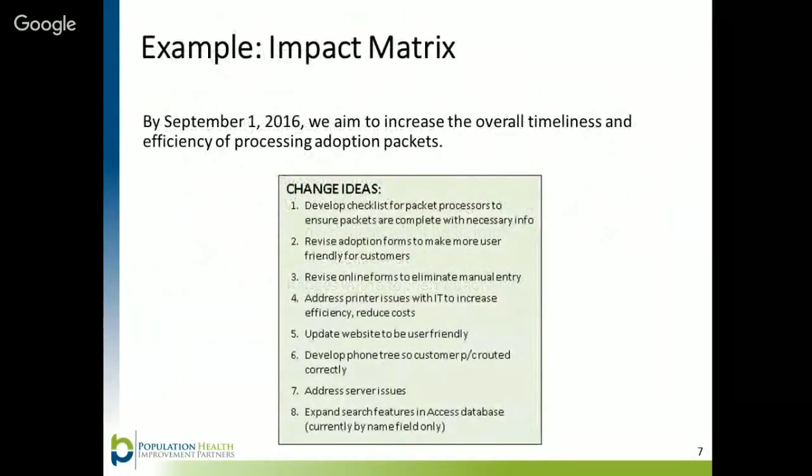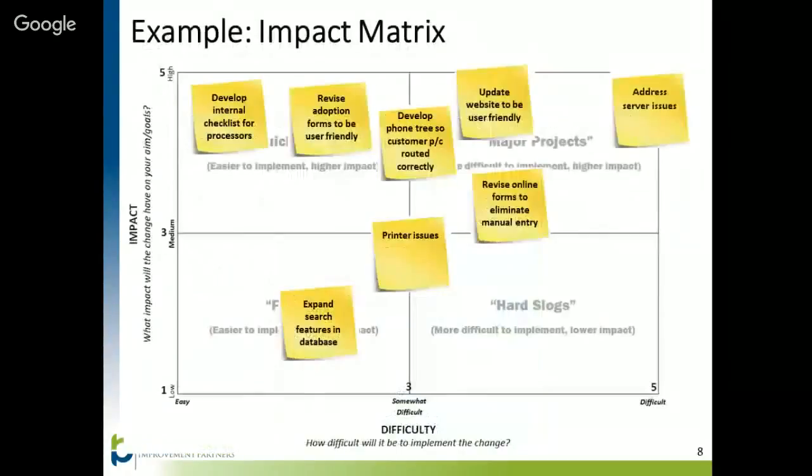Here's an example from an agency who processed adoption packets and were looking to improve efficiency. Note that the ideas are clearly listed and numbered for clarity. The change ideas are then discussed among team members and added to the matrix based on impact and difficulty to implement. If you are working with a large impact matrix, for example, using flip chart paper and sticky notes, you may choose to post the actual change ideas onto the matrix.